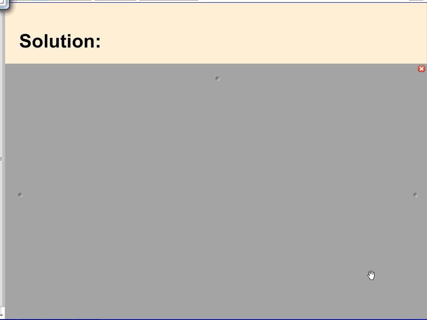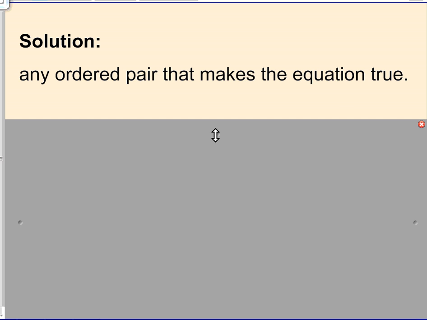Today we're going to be talking about how to solve an equation with two variables, and we're also going to talk about how to solve a linear equation and graph it. Alright, so the first thing that we need to know is what a solution is. By definition, a solution with a graph is any ordered pair that makes the equation true.